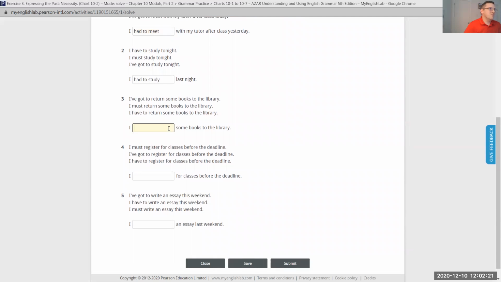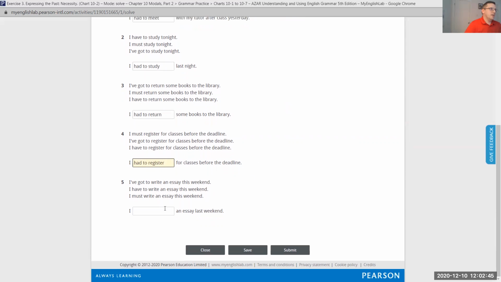Right? Number 3, I've got to return some books to the library. I must return. I have to return. I had to return. Only one option. Number 4, again, in the past, I must register. I had to register. And number 5, I've got to write an essay this weekend. I had to write an essay last weekend.